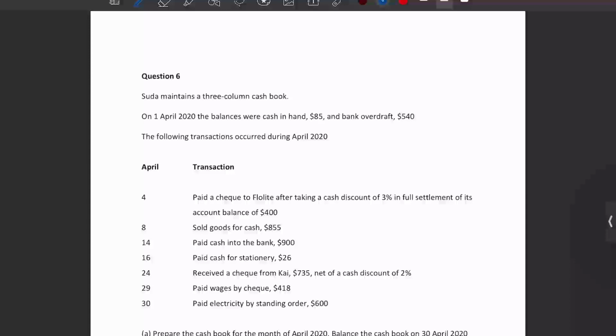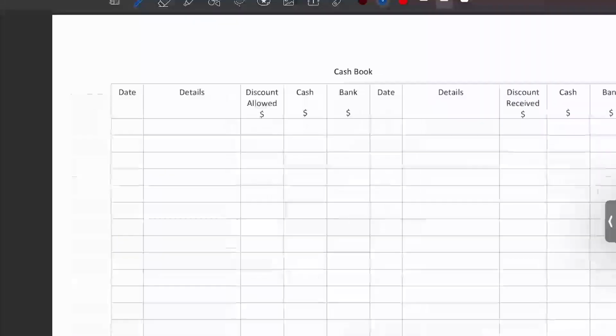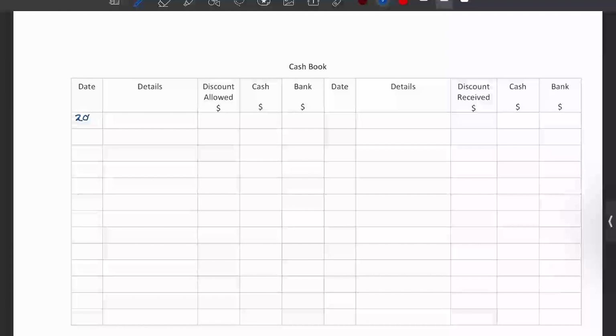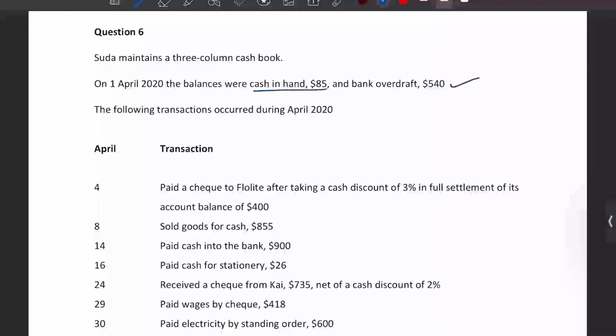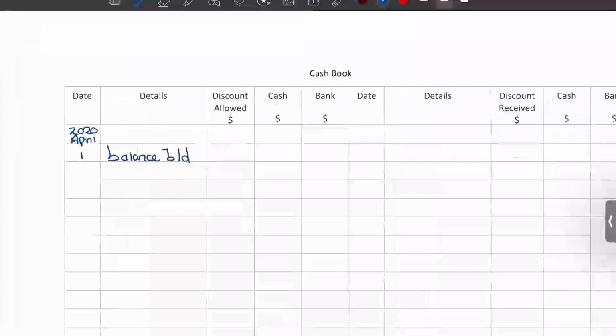Can you enter the opening balances. I want you all to enter this. 1st April 2020, the balances were given. Enter that. You can say 2020 April 1st. Balance brought down. Cash balance will always be on the debit side. How much is the cash in hand balance given to you at the start? 85. So you can enter 85 on the debit side.